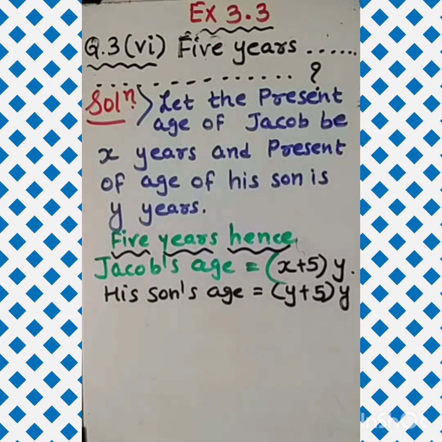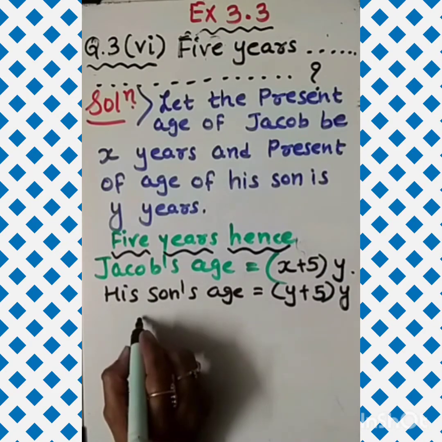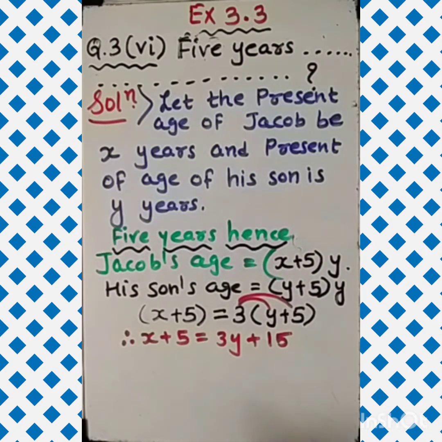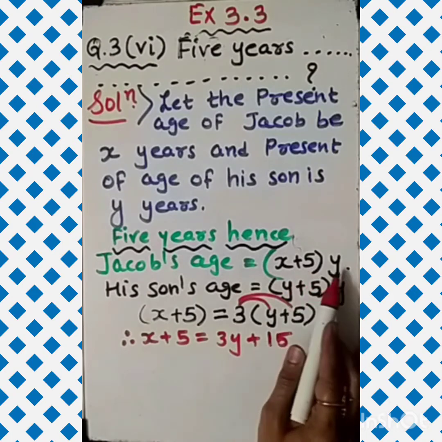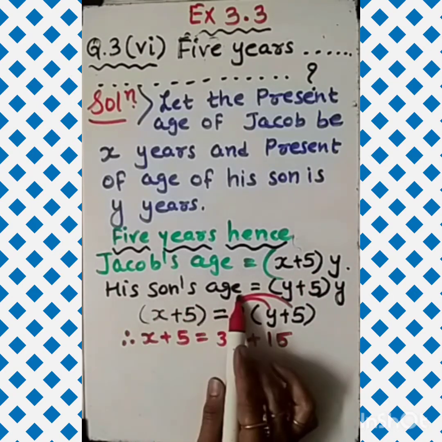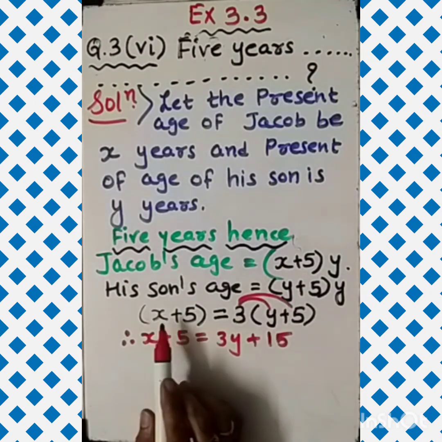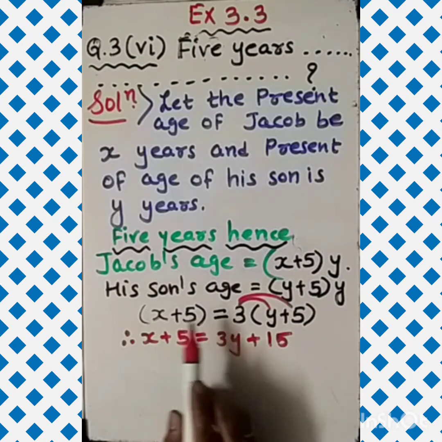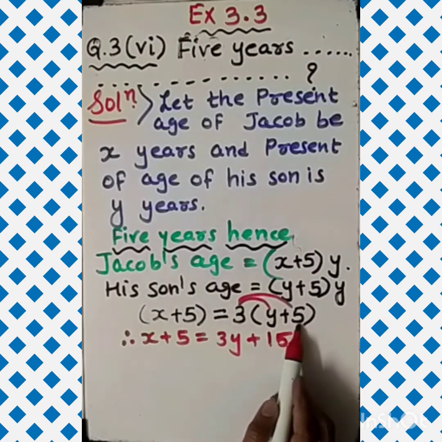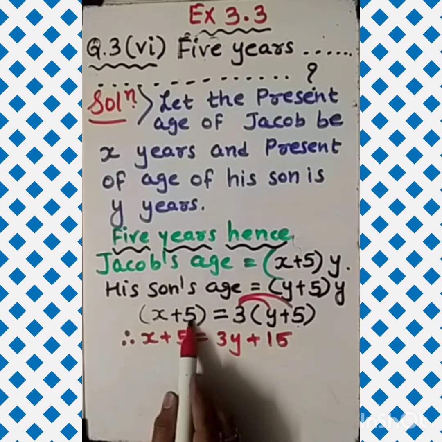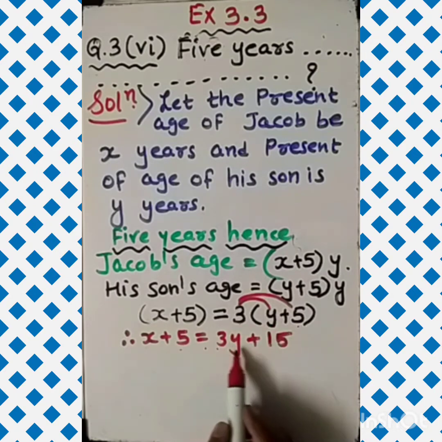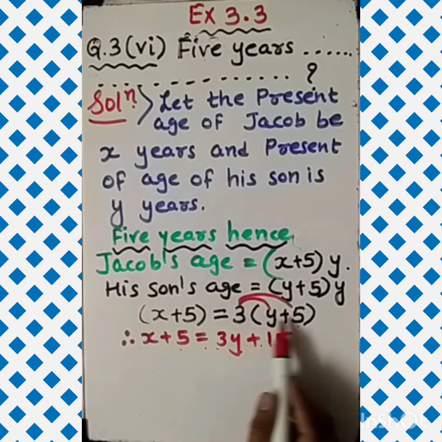Now in case 1, they have given one equation. How to read it? The age of Jacob. What is the age of Jacob? Here it is Jacob's age x plus 5 years. His son's age will be y plus 5 years. Now we are given clearly in the statement, Jacob's age will be 3 times his son's age. So if we simplify, then the equation will become x plus 5 equal to 3 into y plus 5, that is 3y plus 3 times 5, 15.